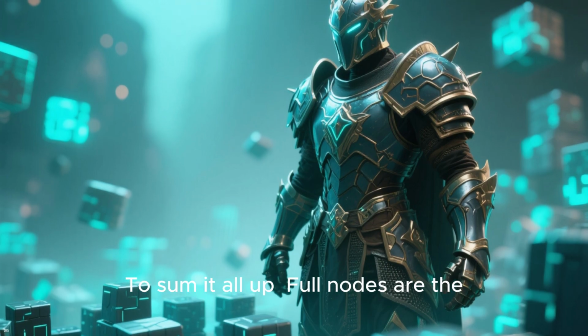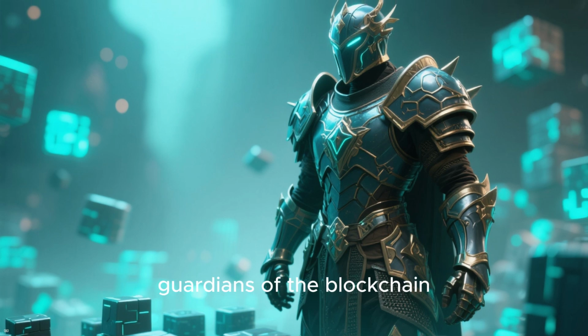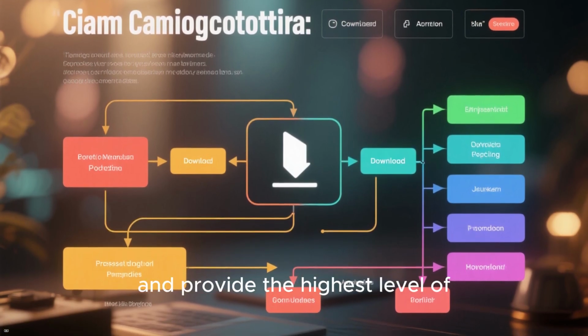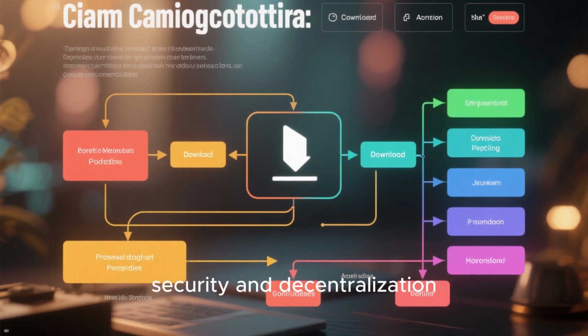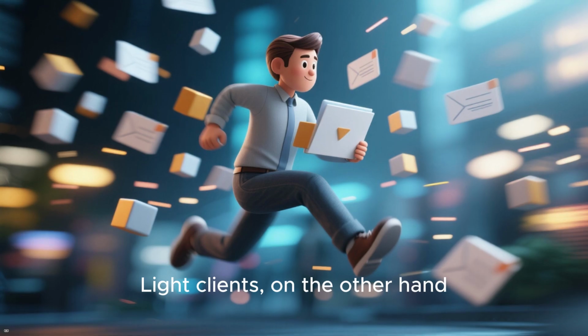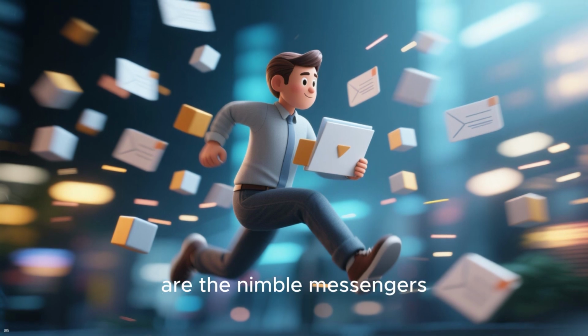To sum it all up, full nodes are the guardians of the blockchain. They download everything, verify everything, and provide the highest level of security and decentralization, but they require a lot of resources. Light clients, on the other hand, are the nimble messengers.